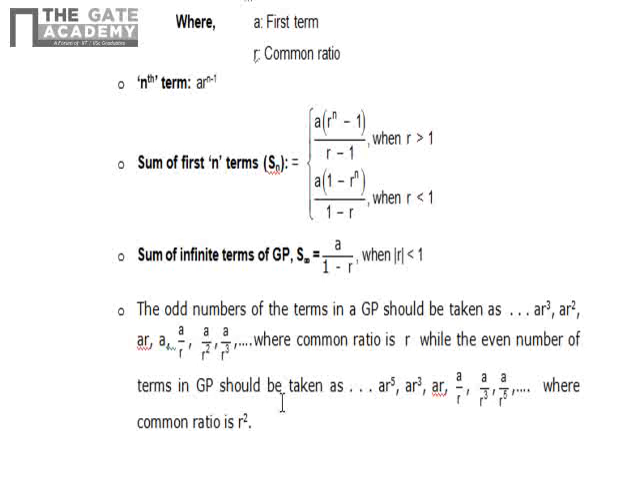But when we have to assume an even number of terms in GP, we'll take the common ratio as R square. That means the numbers will be AR raised to 5, AR cube, AR, A upon R cube, A upon R5. These are 6 numbers of GP which we have assumed. Suppose you have to assume 4 numbers, then you have to take AR cube, AR, A upon R, A upon R cube.